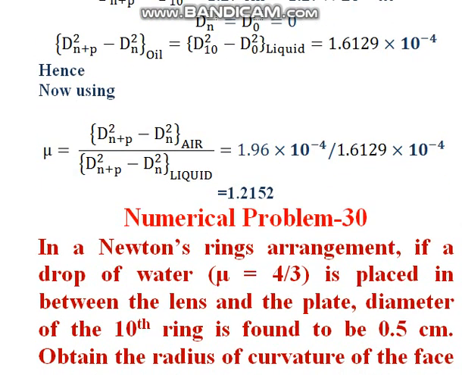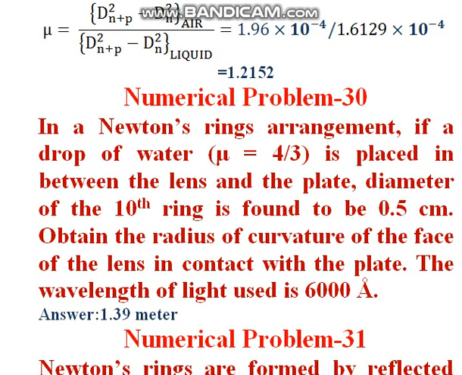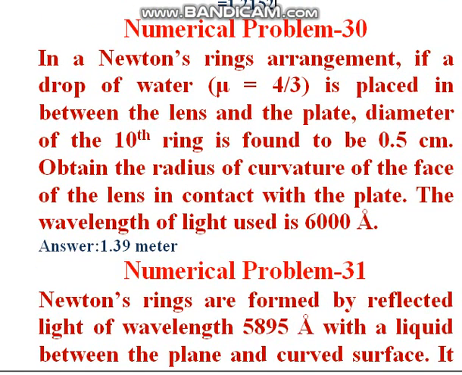Now this is numerical problem 30, and in this numerical problem a liquid is placed in between the lens and the plate. The diameter of the 10th ring is found to be 0.5. Obtain the radius of curvature. So you may obtain the radius of curvature with the help of the above formulations.